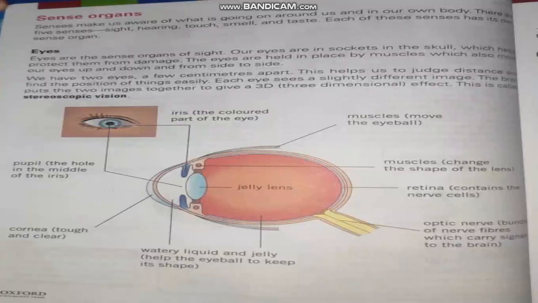Cornea, it is tough and clear. Watery liquid and jelly help the eyeball to keep its shape. The yellow colored part which is emerging out at the back of this three-dimensional structure of the eye is the optic nerve. Actually, these are the bundle of nerve fibers which carry signals to the brain. Above that, there is the retina, which contains millions of nerve cells. There are some muscles located above it. They help in changing the shape of the lens. And there are some other muscles which help in the movement of the eyeball.